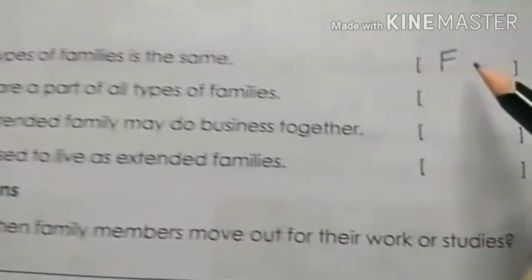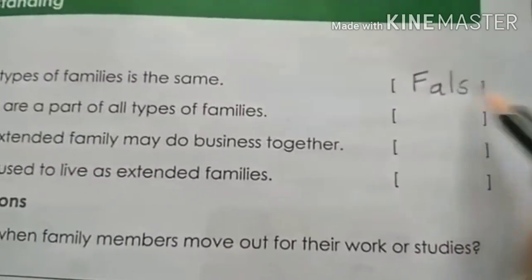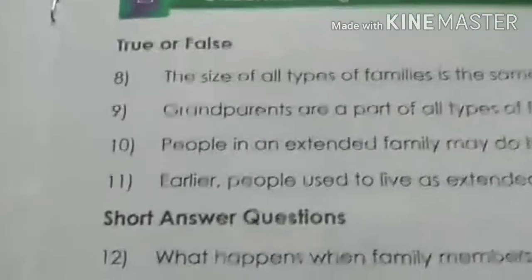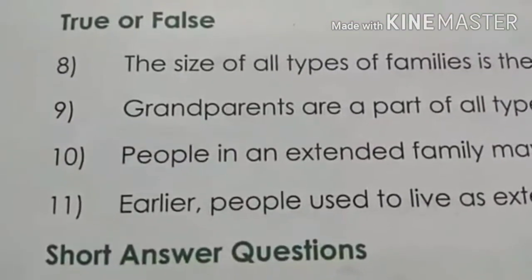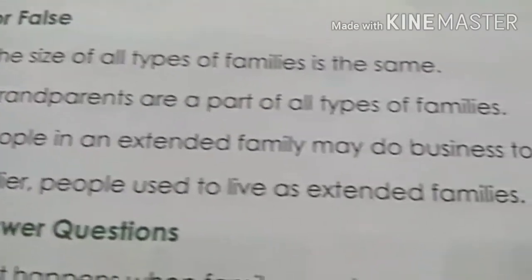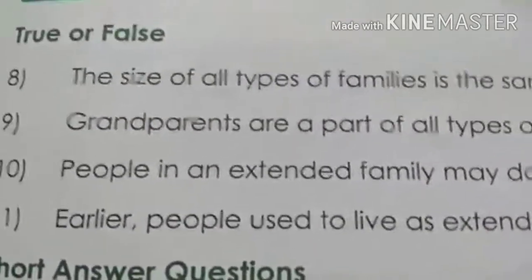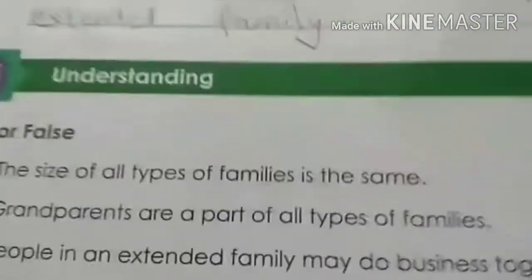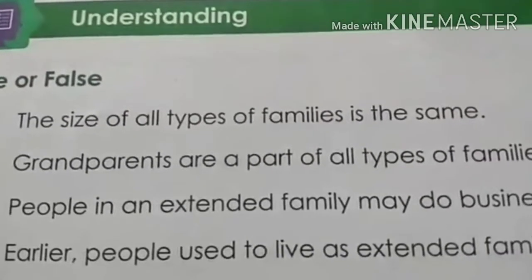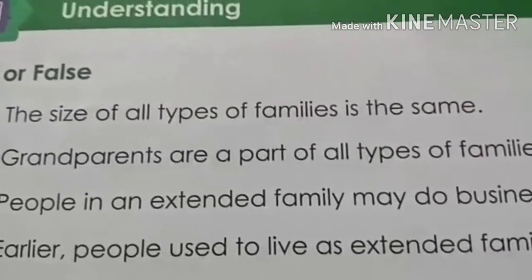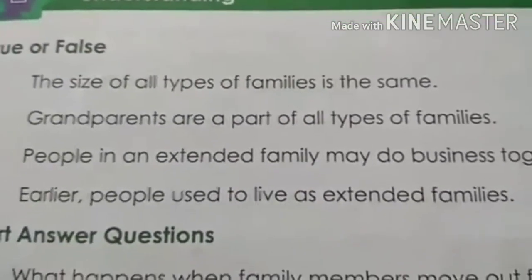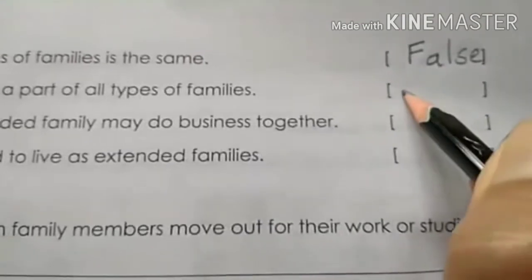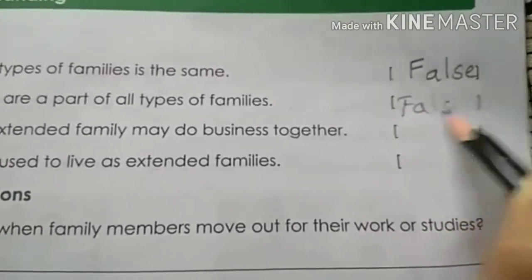False. What is the spelling of false? False. Next one. Grandparents are a part of all types of families. Can you see grandparents in all three types of families? No. You can see the grandparents in joint family and in extended family. You can't see the grandparents in nuclear families. This is also a false statement. False.